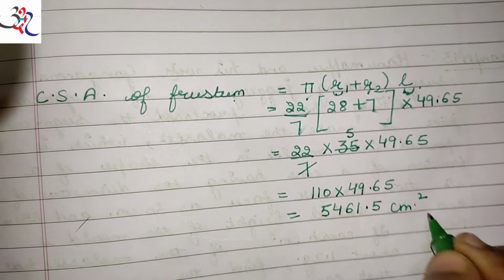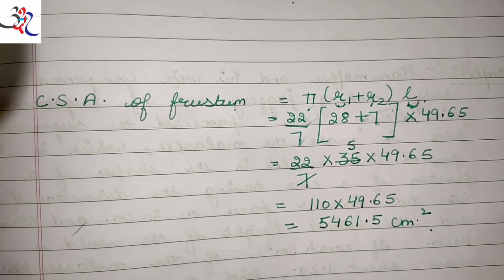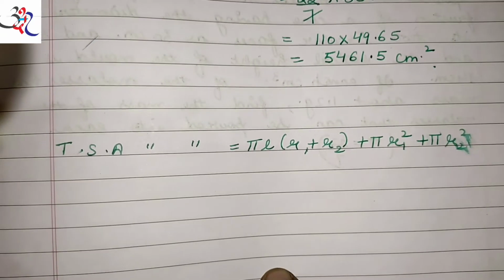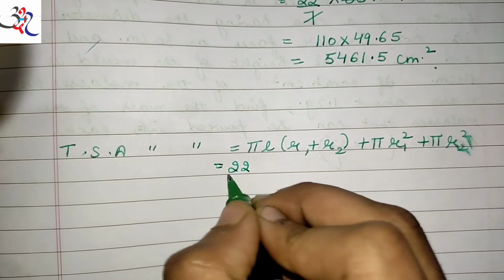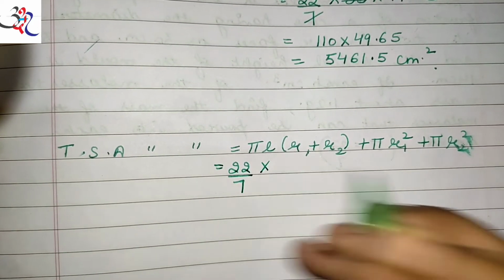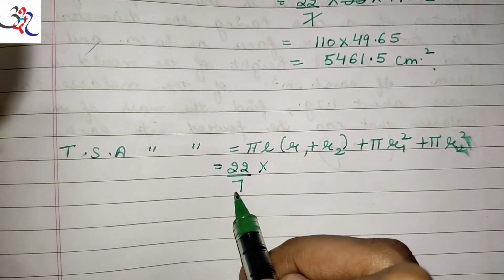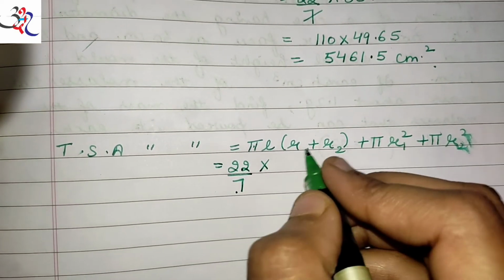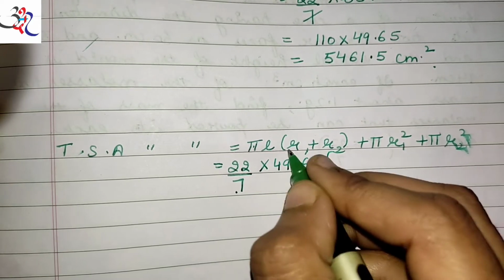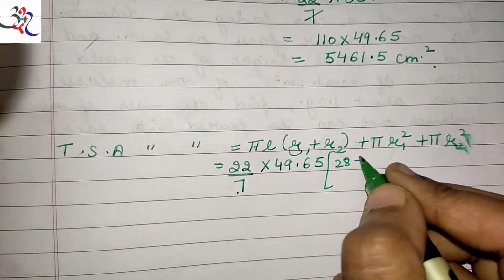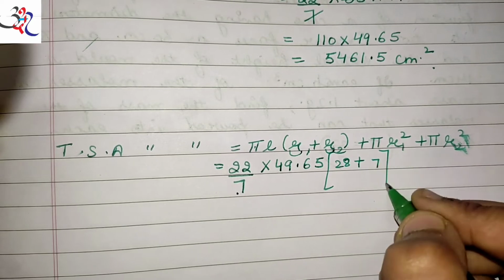5461.5 centimeter square. Moving to the next part of the question, which is to find the total surface area of the frustum by using the formula. Now again simply put your values. Pi is equal to 22 by 7. L we have found in the upper part, which is 49.65. R1 and R2 we know. R1 is 28 and R2 is 7.